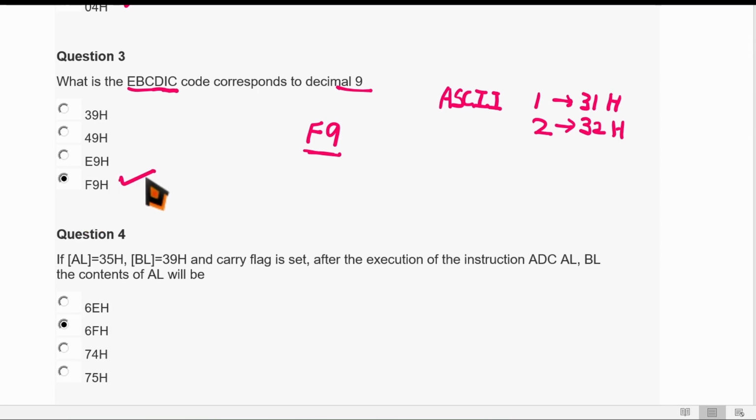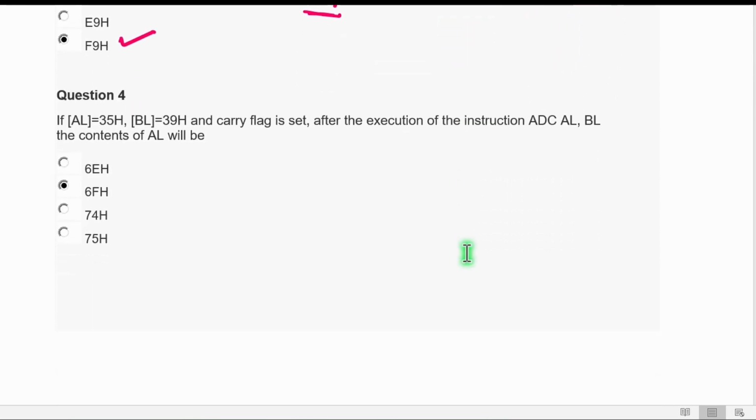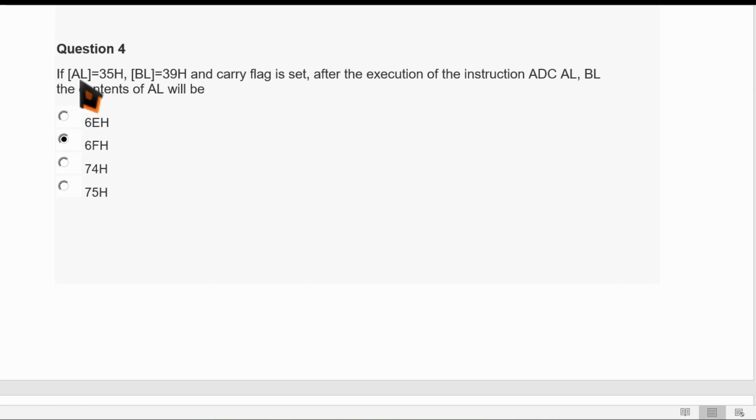So this is correct. Now let us see question 4. If AL is equal to 35H, BL is equal to 39H, and the carry flag is set, after the execution of the instruction ADC AL, BL, the contents of AL will be? AL contains 35H, BL contains 39H.